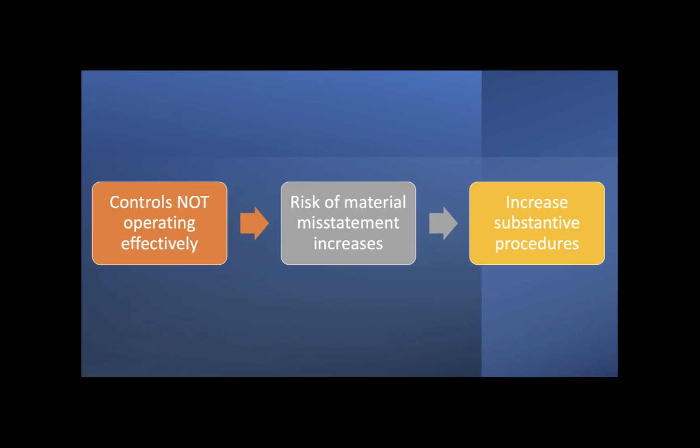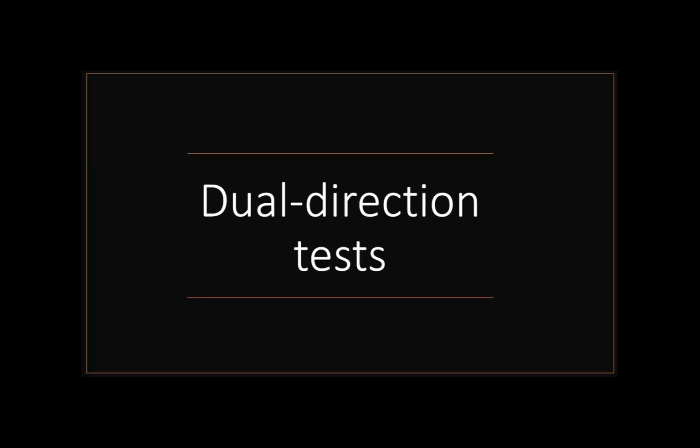If it turns out that an internal control is not operating effectively, the risk of material misstatement increases. This means the auditor will need to increase the amount of substantive procedures to keep audit risk at an acceptable level.